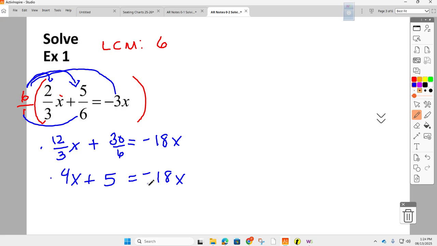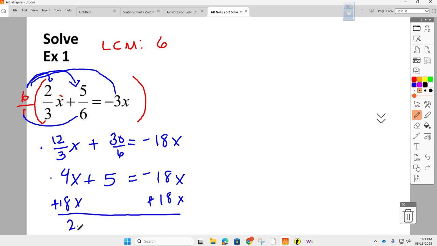What would you do? Oh, very good. I would add 18x. There's a couple ways to do it, but best practice is to look at those variable terms. The smallest coefficient is the one we really want to move. So I want to move this negative 18x because it's smaller than the 4x. So I'm going to add positive 18x here as well.